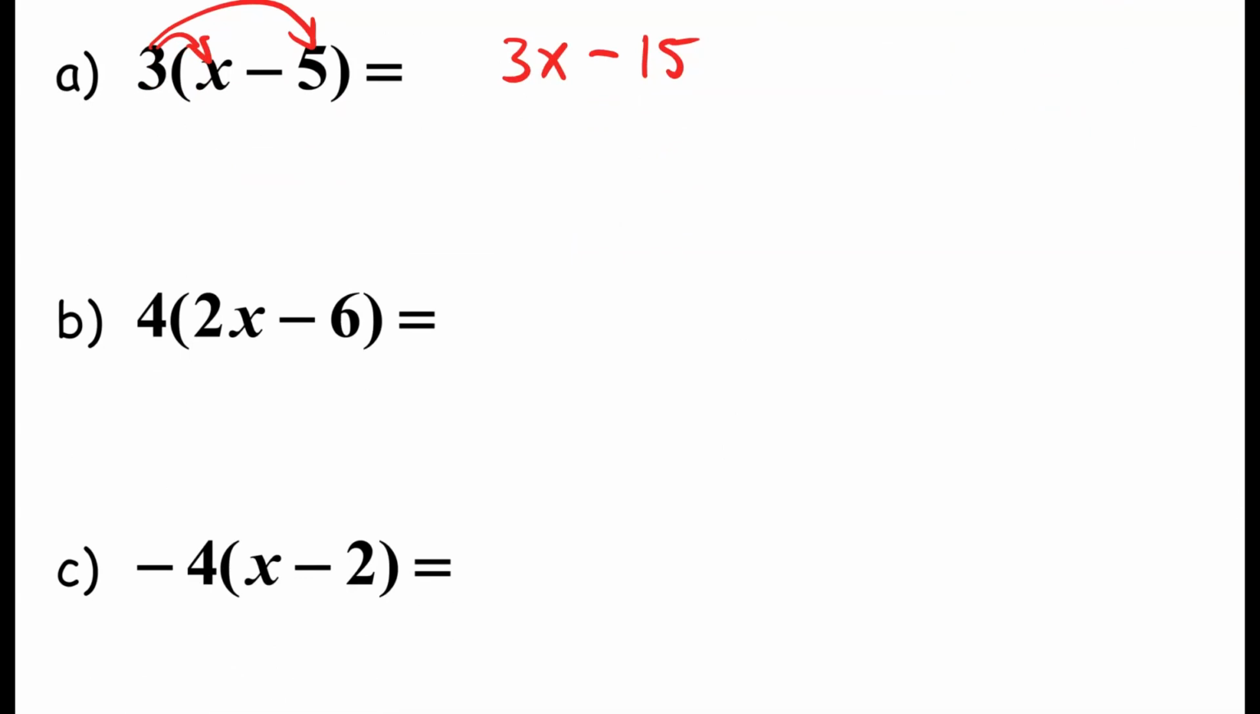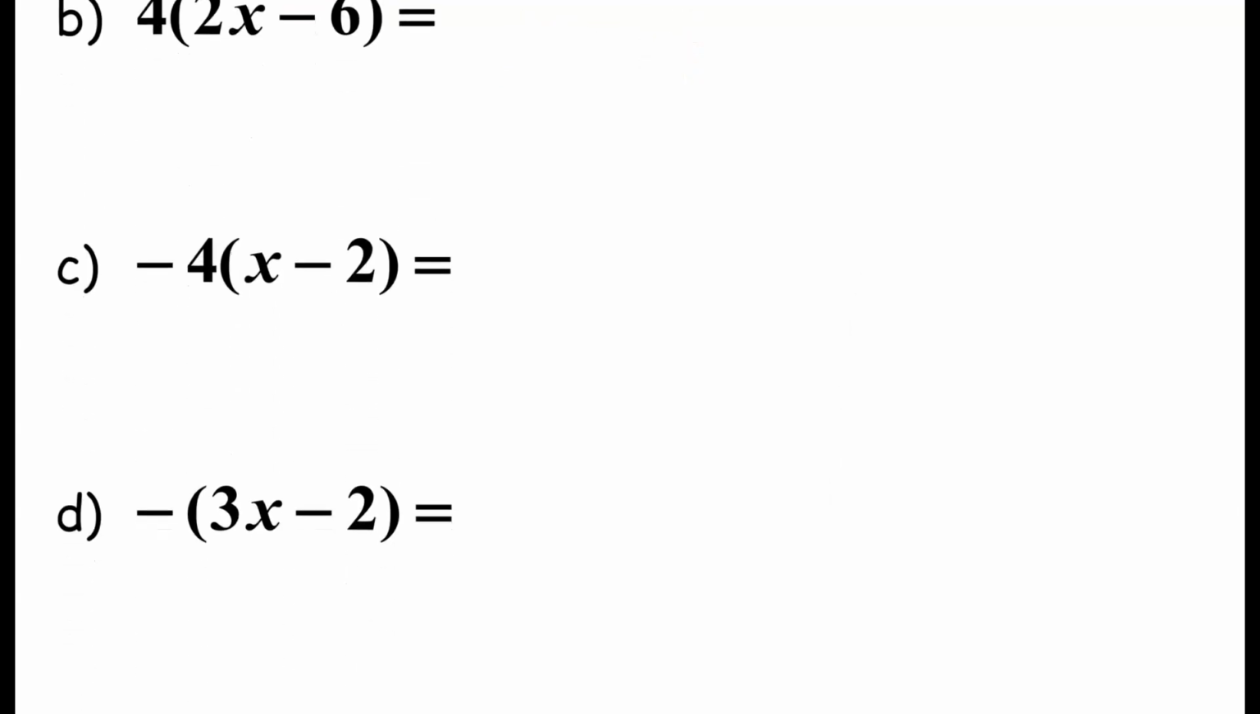For B, exact same type of question as above. So I want you to do this one on your own. For C, this is exactly what I was talking about when we have two negatives. So let's look at what happens here. We have negative 4 multiplying in on the x and also multiplying in on the negative 2. So negative 4 multiplied by 1x gives me negative 4x. Negative 4 multiplied by negative 2 gives me positive 8. So remember our rules that if you have two negatives, it becomes a positive.